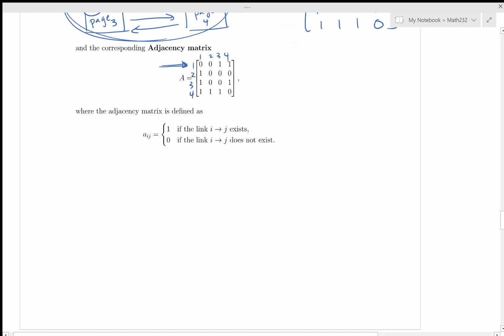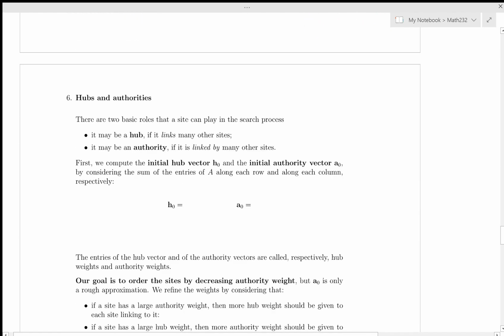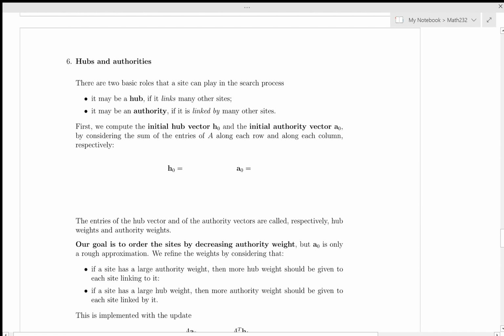Okay, in order to do this, what happens next is there are two basic roles that a site is divided into. A site could be a hub, which means it links to many other sites. Or it can be an authority, which means it is linked by many other sites. Read these two things carefully. Make sure you understand which way that goes.